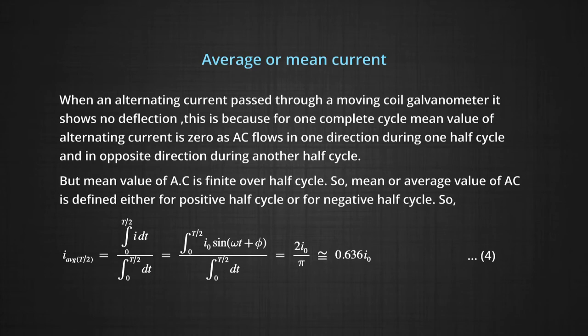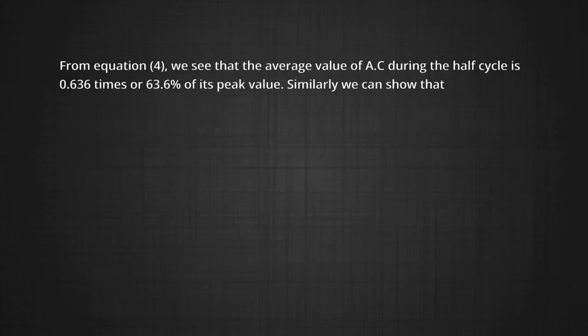So, I average for the half cycle is equal to the integral of I dt from 0 to T by 2, divided by the integral of dt over the same interval 0 to T by 2. It is equal to the integral of I naught sin(omega t + phi) dt over the same interval divided by T by 2, which is equal to 2 I naught by pi, or almost 0.636 of the peak value I naught. From this equation we see that the average value of AC during the half cycle is 0.636 times or 63.6% of its peak value.